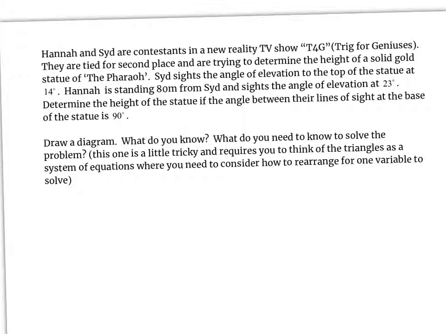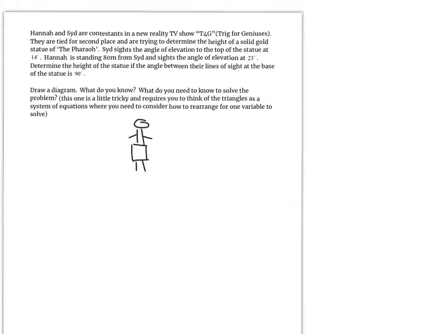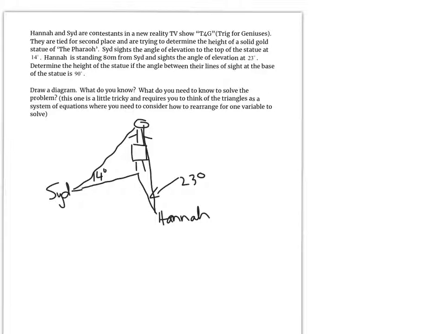Okay, so let's draw the diagram and put in what we know and what we don't know. There's my lovely statue of Pharaoh. So there's Sid with his angle of elevation to the top of the statue of 14 degrees, and Hannah with her angle of elevation of 23 degrees, and the angle between their lines of sight is 90 degrees, which means that the hypotenuse of this is 80. So now let's do some figuring.